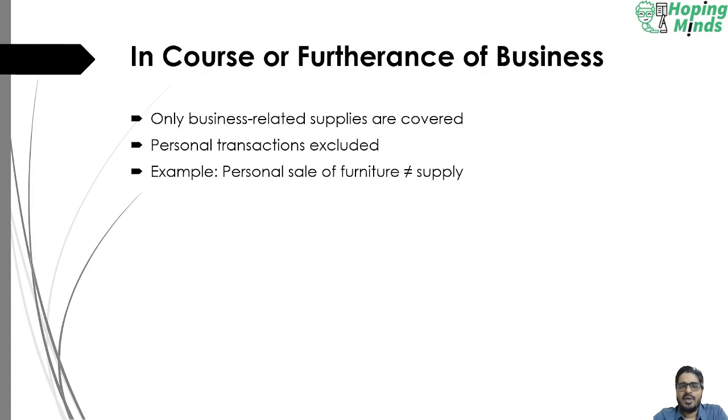Then the supply must be in the course or furtherance of business. So if it's personal, then it is not covered. For example, selling our personal furniture by an aggregator like OLX does not constitute a supply under GST. But if a dealer sells that furniture, it is a valid supply.